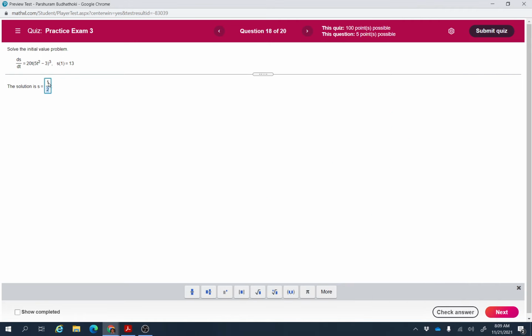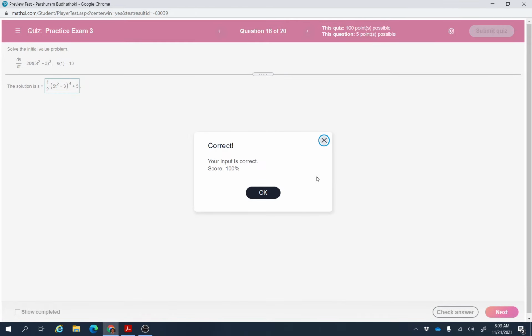Half (5t squared minus 3) to the power 4 plus 5. That's the answer.